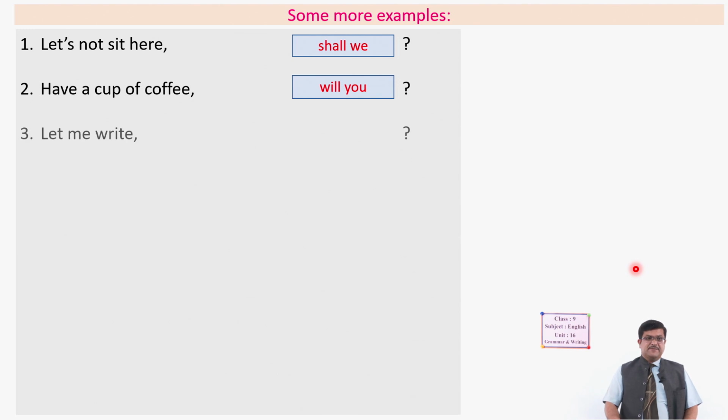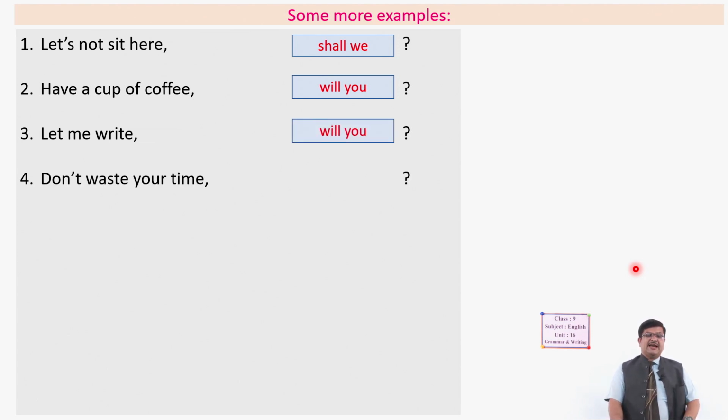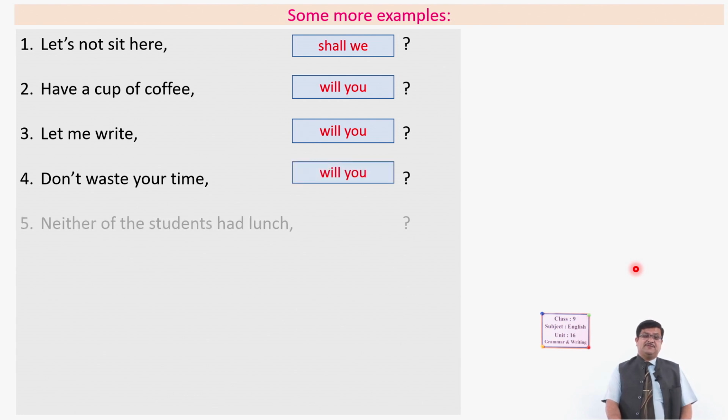Good. Let me write. Again, the sentence begins with verb. Have is a verb. So when the sentence begins with verb, what is our rule? Will you always? Good. Don't waste your time. Again the sentence begins with verb. Will you is the correct form of tag.